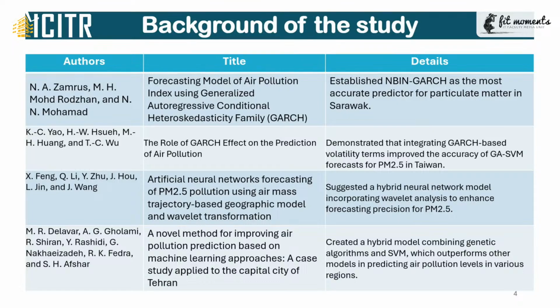Then this is the background of my study. In the first study I mentioned here, N.S. Samsuri and the team established NBIN GARCH as the most accurate predictor for particulate matter in Sarawak. In the second study, K.C. Yahoo and the team demonstrated that integrating a GARCH-based volatility term improved the accuracy of GSVM forecasts for PM2.5 pollutant in Taiwan. Two other researchers suggested a hybrid neural network model, and a hybrid model combining the statistical model with machine learning and deep learning models.